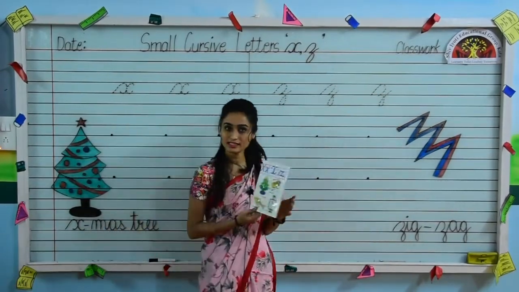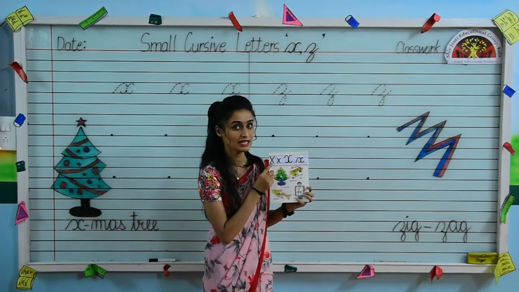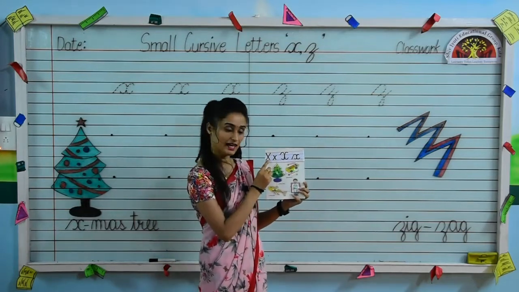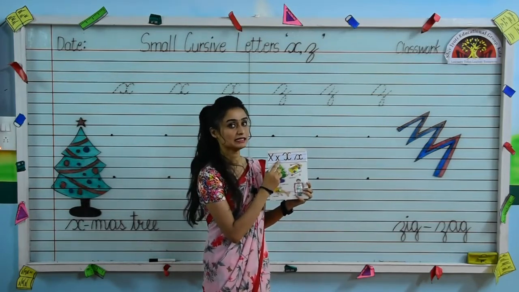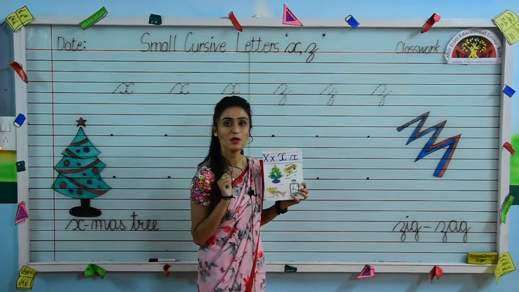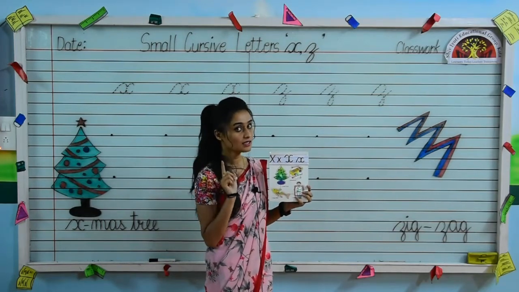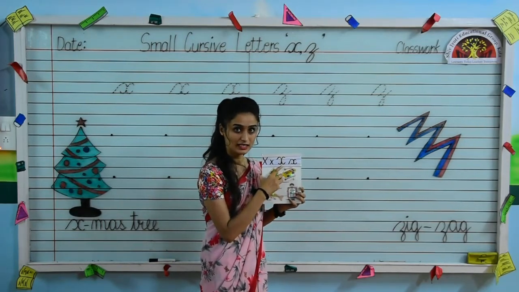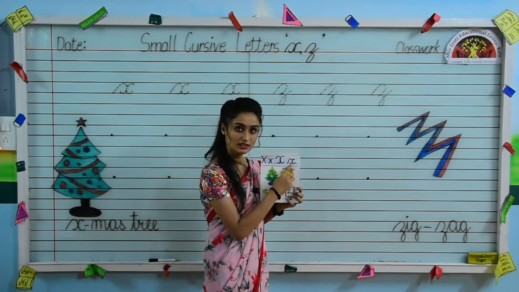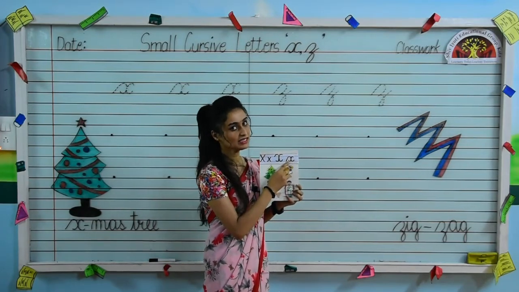So look over here kids. Yes, the first one is capital letter X. Come on the next one. This is small letter X. Next one is capital cursive letter X. This is small cursive letter X. So today we will see small cursive letter X.